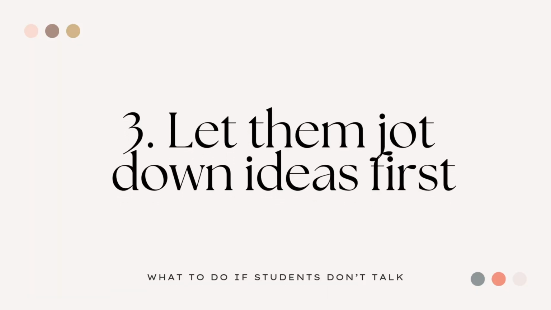Another thing you can do, and I use this all the time for low level and really shy students, is give them 1 or 2 minutes to jot down their ideas before they have to talk to their partner. So if I just say, talk to your partner about your hobby, they have to immediately turn to their partner and think, okay, I don't know what I want to say.